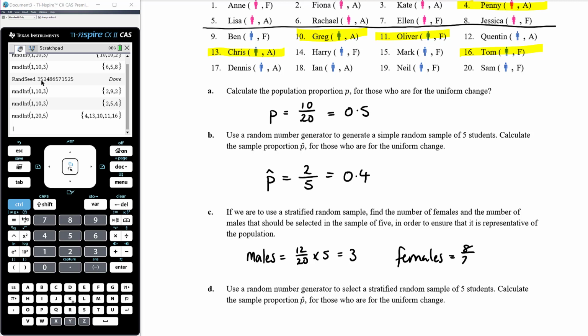Well, there's 8 out of 20. I mean, we could just say that it has to be 2. So that fraction of our sample of 5 means we need 2 females. So we need our sample to actually comprise 3 males and 2 females.